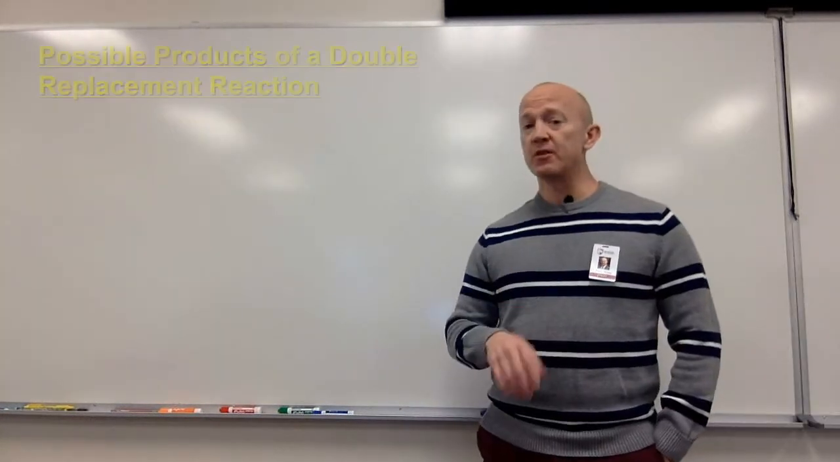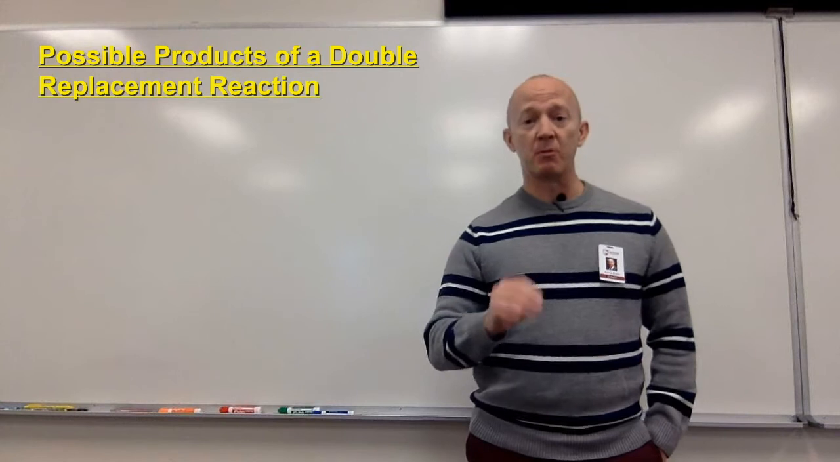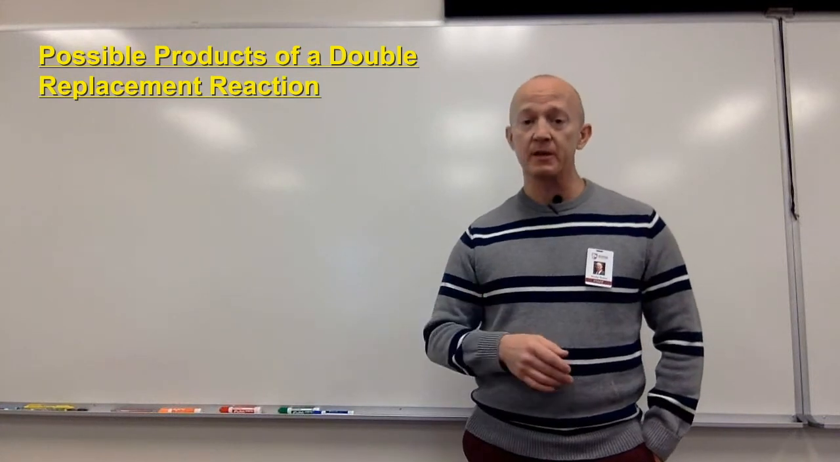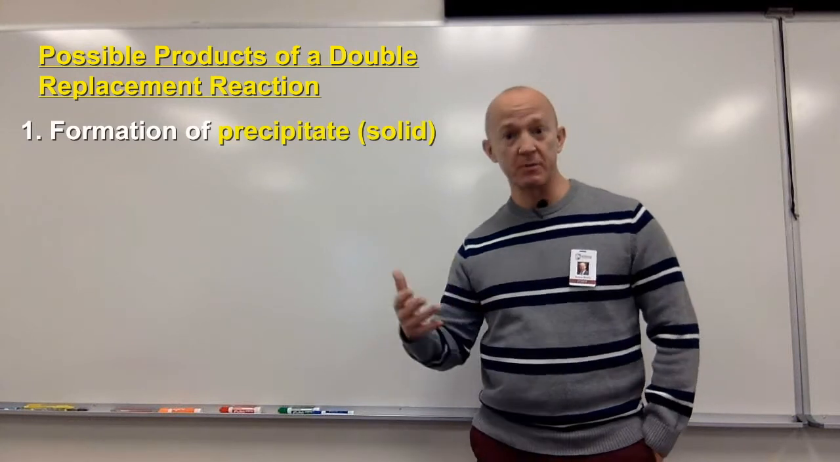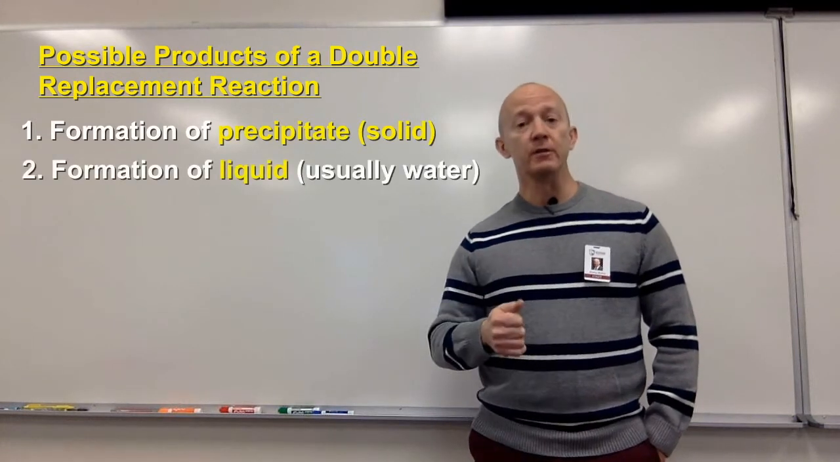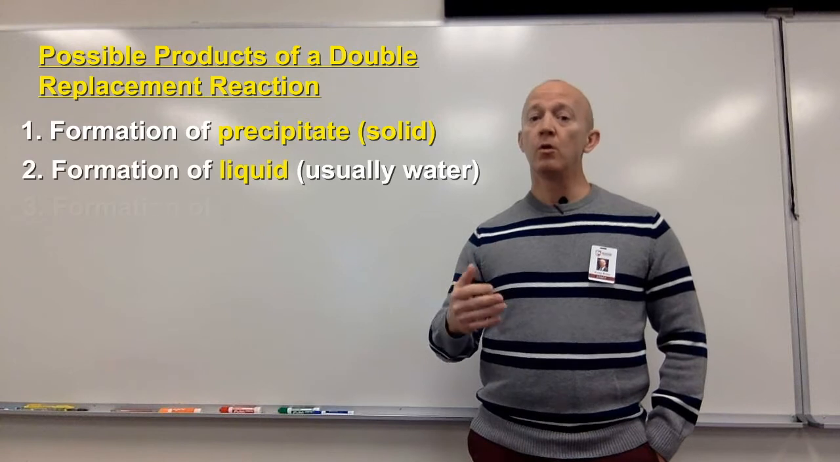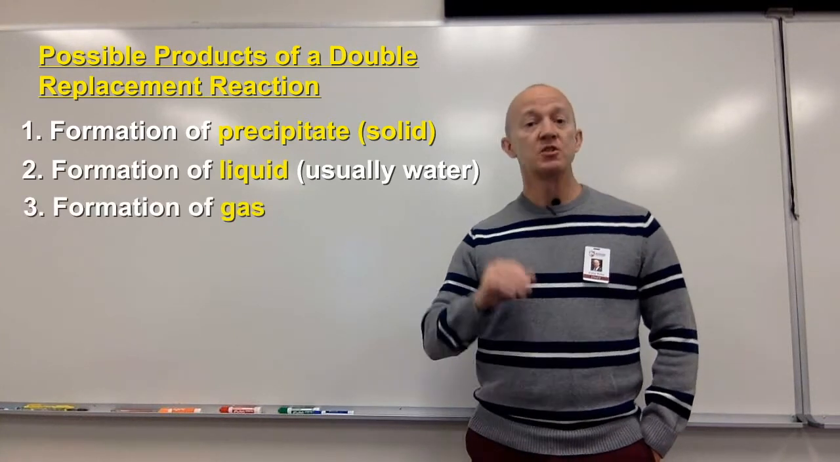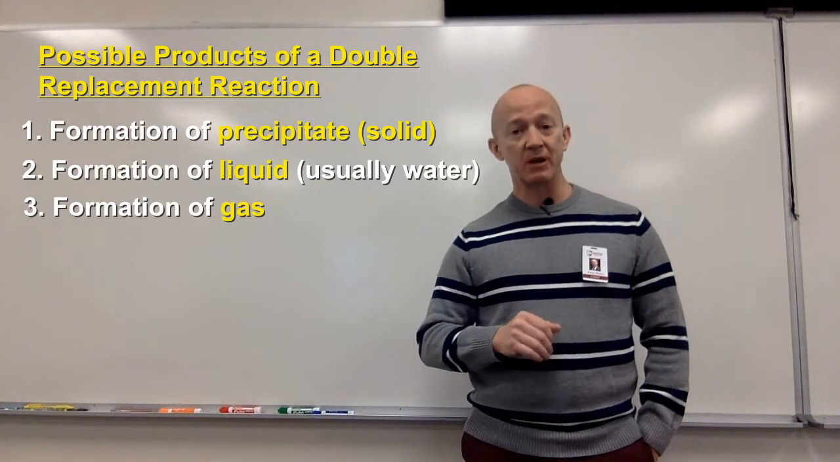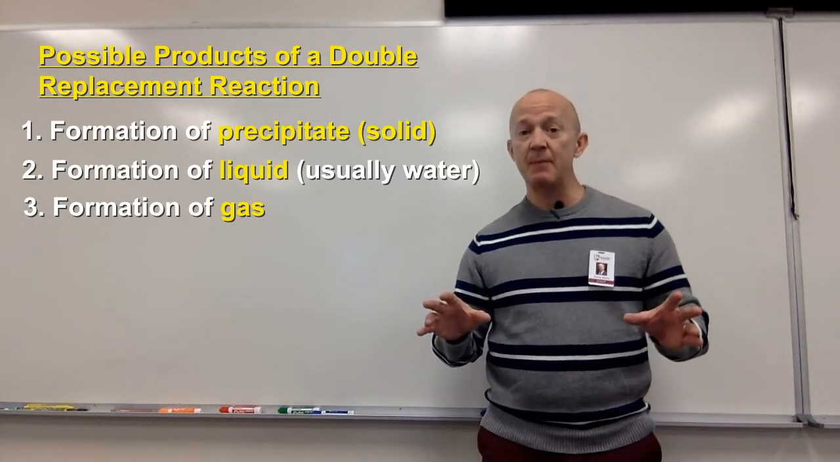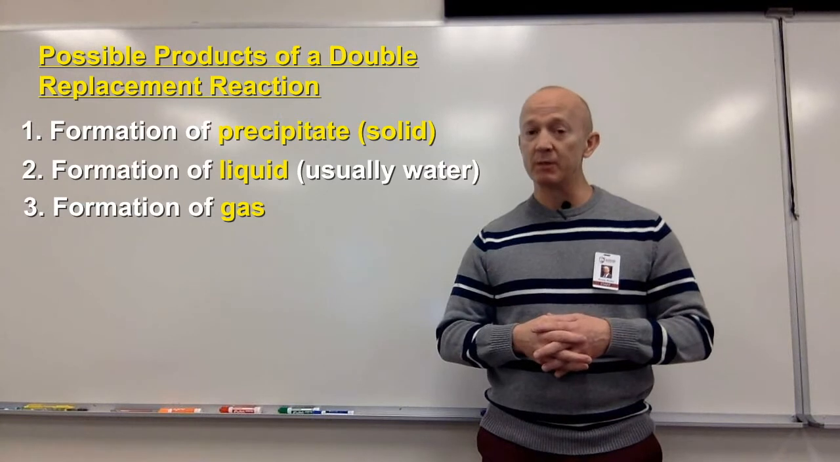It's important to note that there's always evidence of a double replacement reaction when one has taken place. You'll always get a product that's either a solid, in that a precipitate will form, a liquid, usually water, or you'll produce a gas. So one of those three things will always be a product when a double replacement reaction has occurred. If none of those things happen, then you don't have a double replacement reaction.